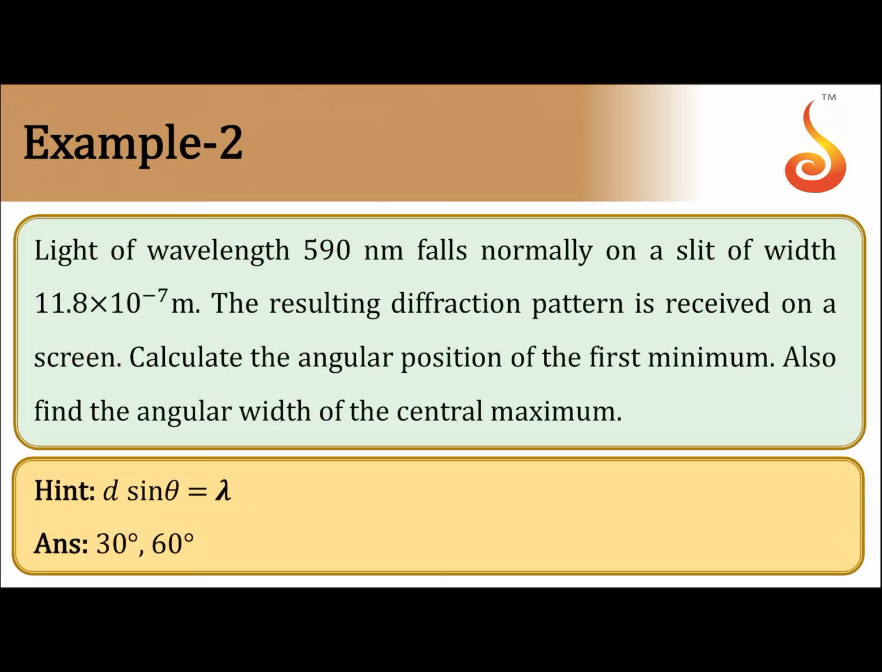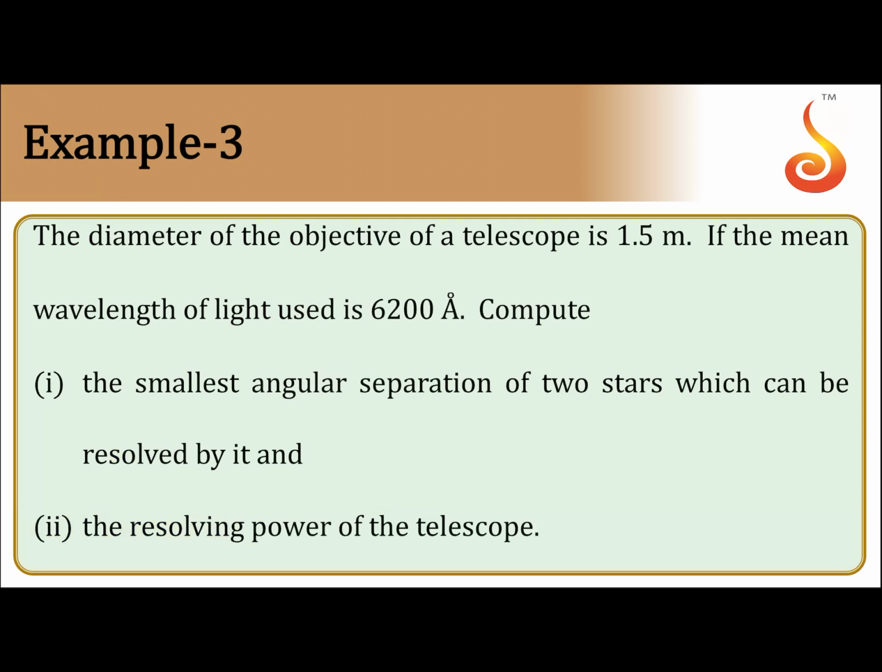Yes, we shall proceed to the next one. The diameter of the objective of a telescope is 1.5 meter. If the mean wavelength of light used is 6200 angstrom, then compute the smallest angular separation of two stars which can be resolved by it and the resolving power of the telescope. See, smallest angular separation means it is nothing but limit of resolution.